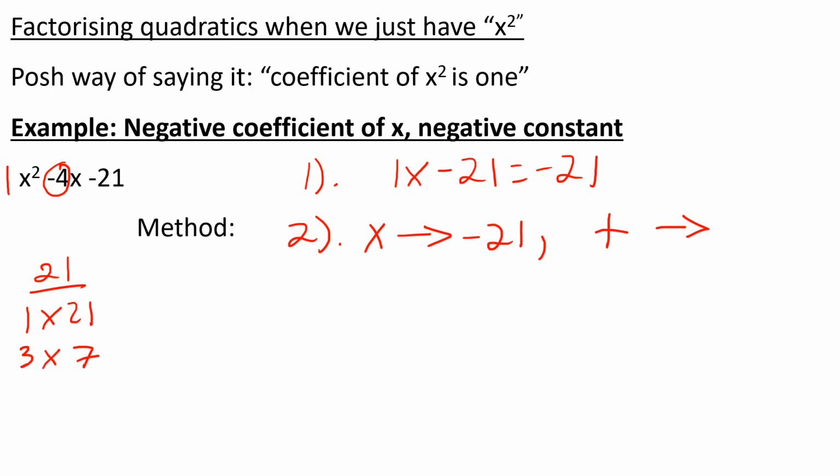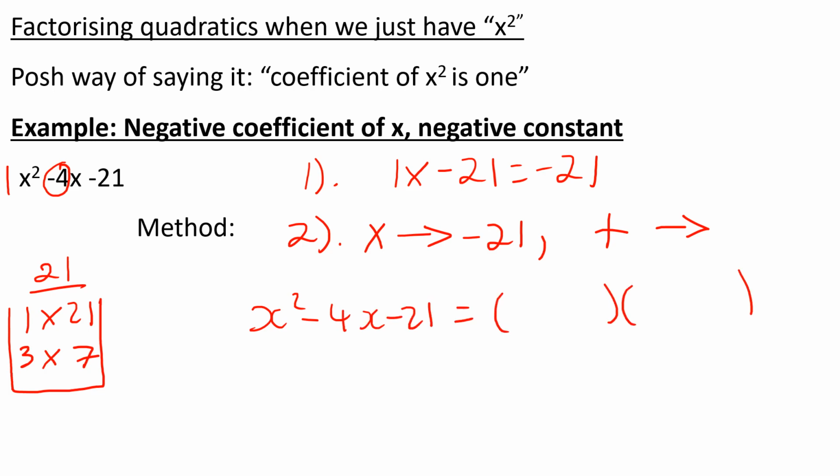So that's 1 and 21, 3 and 7. Those are our factor pairs. Then I'm going to write out the two brackets. So I have x and x. I need a pair of numbers that will multiply to give minus 21. Now the only way I can get numbers to multiply and give a minus is if both of the signs are opposite. So I have a minus and a plus.